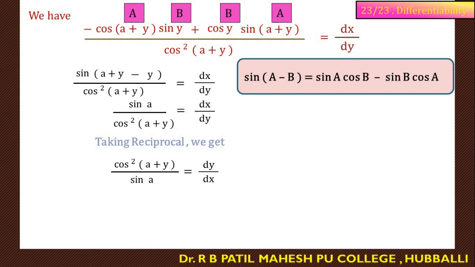And in the question, it is asked only to prove that dy by dx is equal to cos square of a plus y divided by sin a. So this is the proof of the given example. I hope you understood different examples on derivatives.